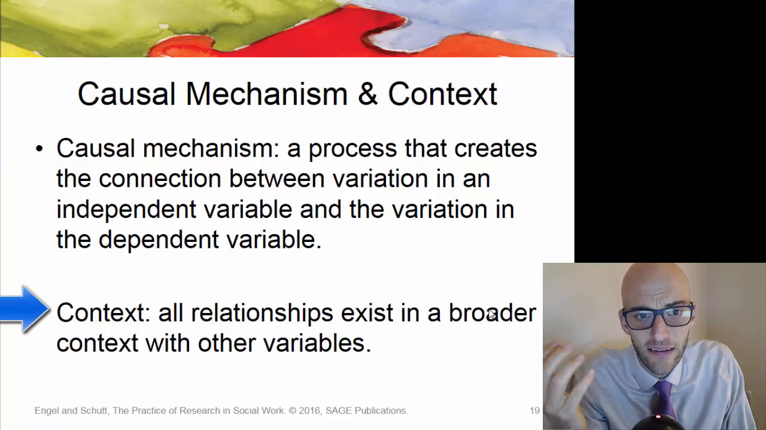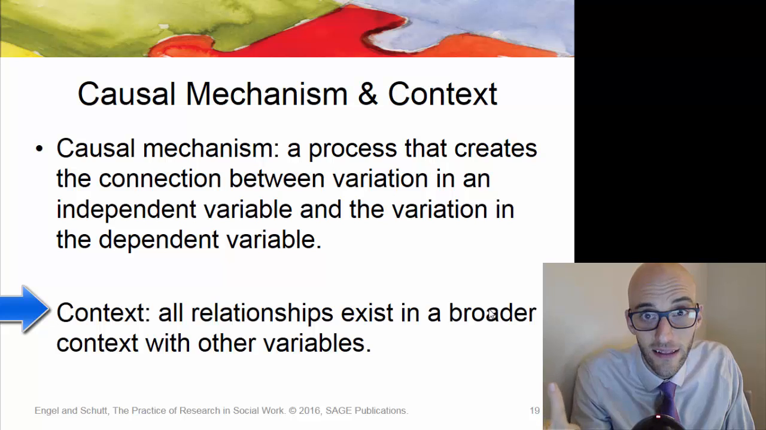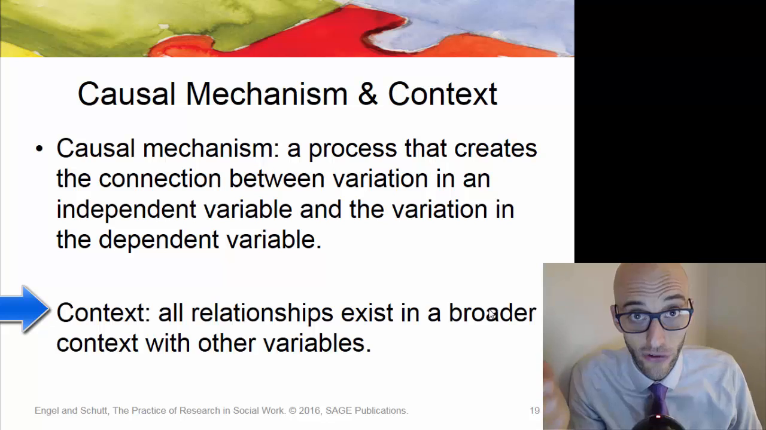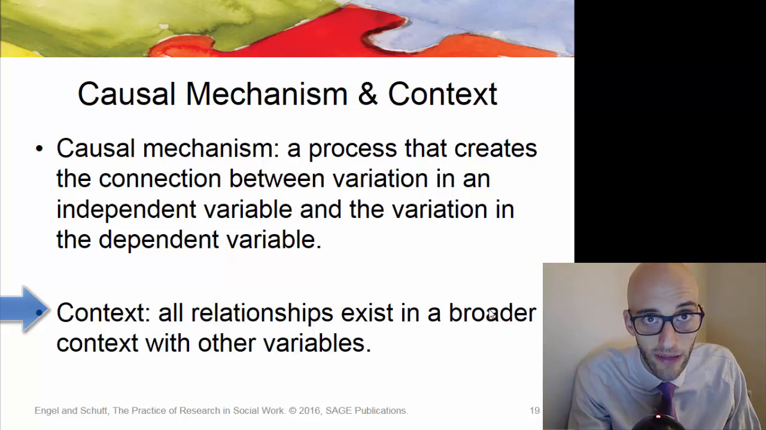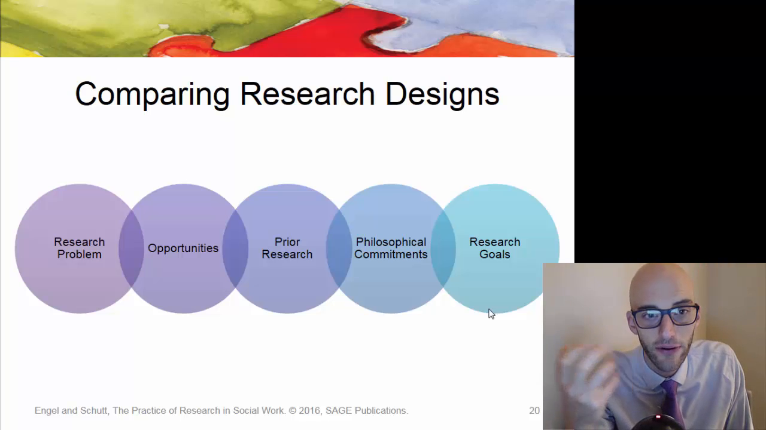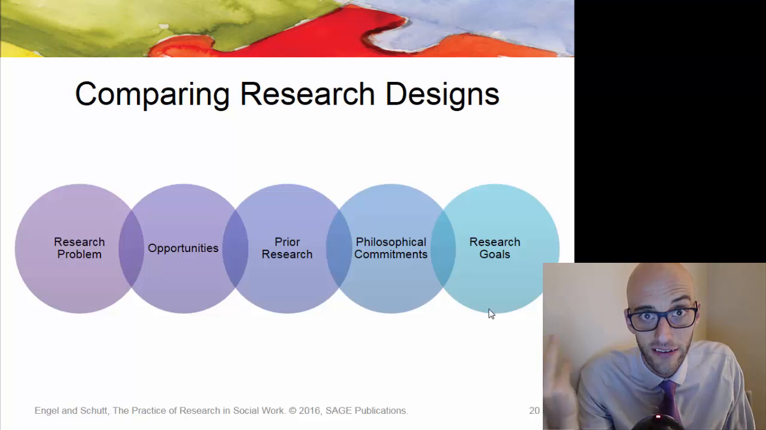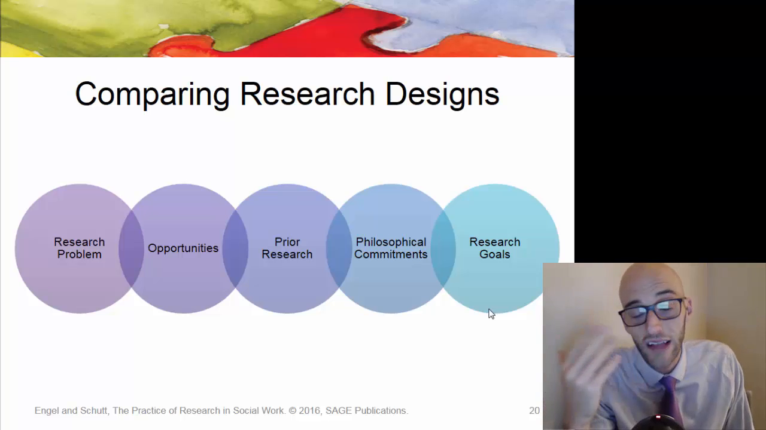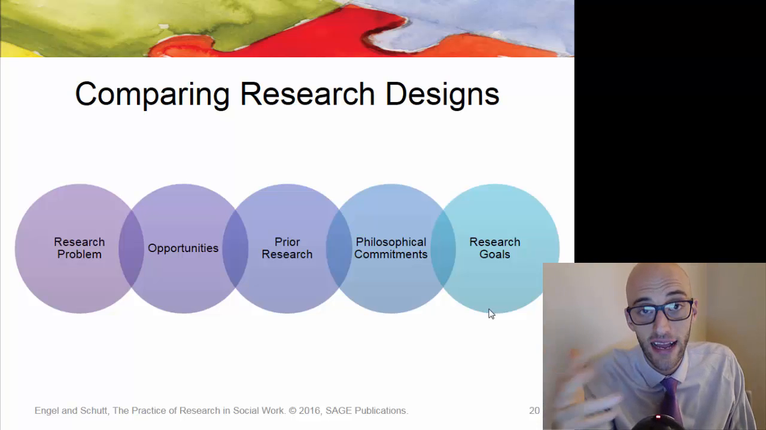Another definition is to be aware of context, and that all relationships exist in a broader context with other variables. That's what makes social science a lot more difficult and rigorous than natural science, because there are so many variables we have to control for because of the context that people live in. So when coming up with a research design, we have to think about the overlap between research problems, what kinds of opportunities for research there are, prior research that's already been conducted, our philosophical commitments, and our research goals. There are a lot of factors that go into determining research design, what kinds of questions are going to be asked, and how it's going to be conducted.